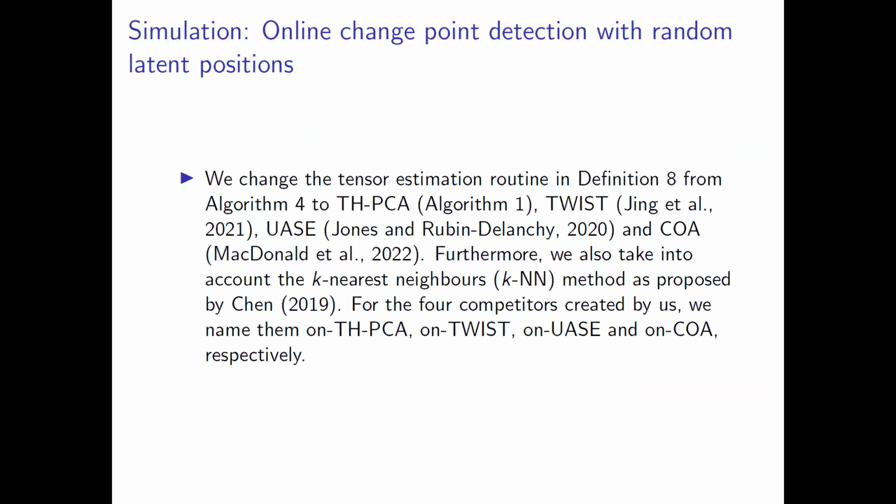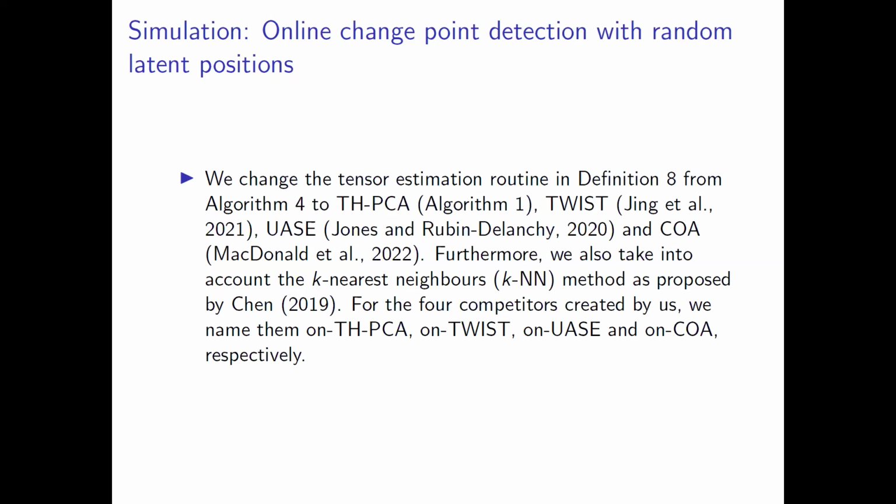Okay, so now I am going to talk about a real data example. The paper actually has a lot of simulations, and for reasons of time, I will not go over that. In the simulations, I will focus on the random latent positions case. Sorry, for the real data example here. And to do this, I should say that our algorithm is the first one to do change point detection with tensor data. And so how do we compare with other methods?